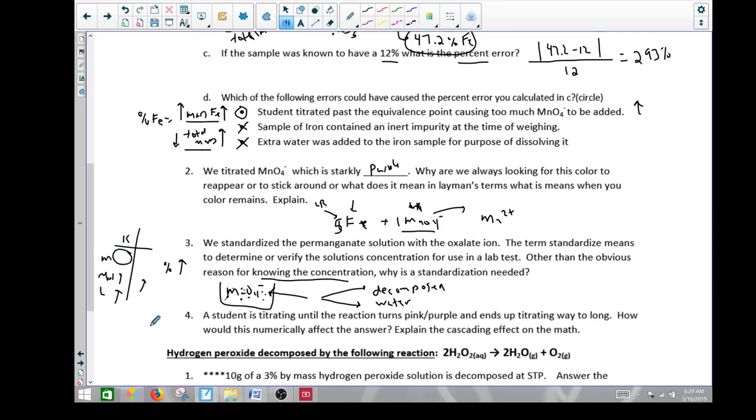All right, a student is titrating until the reaction turns purple-pink and ends up titrating way too long. How does this affect the answer? All right, so again, that's going to drive up the volume you use, drive up the moles, drive up the iron. Explain the cascading factor. So moles higher, iron higher, and then of course the percent mass is the iron divided by the total. That's going to cause this to be higher, which causes your percent error to look higher.